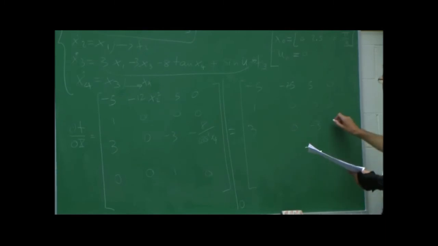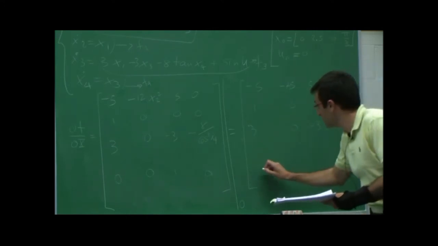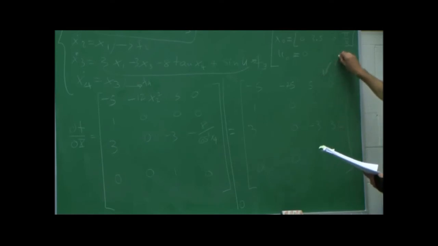I have 32 for this one. You can double check at home. This should be right. 0, 0, 1, 0. End of the story. This is your matrix A. Make sense?